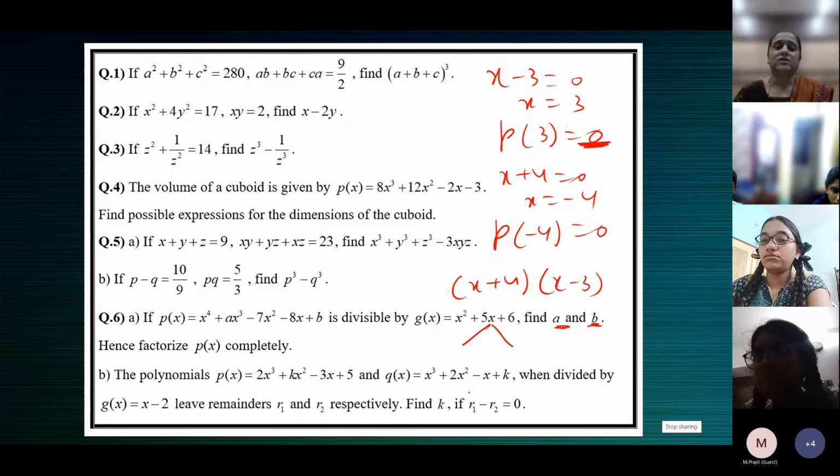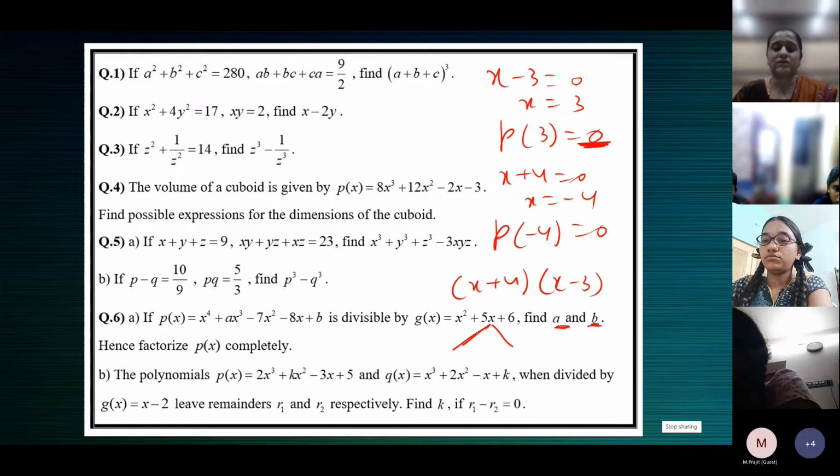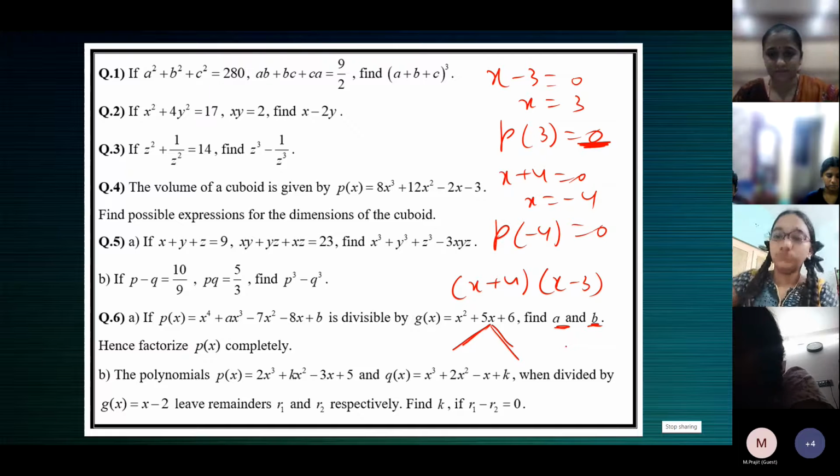So what is step 1? To break down the divisor. To split the middle term of the divisor and find the two linear factors.